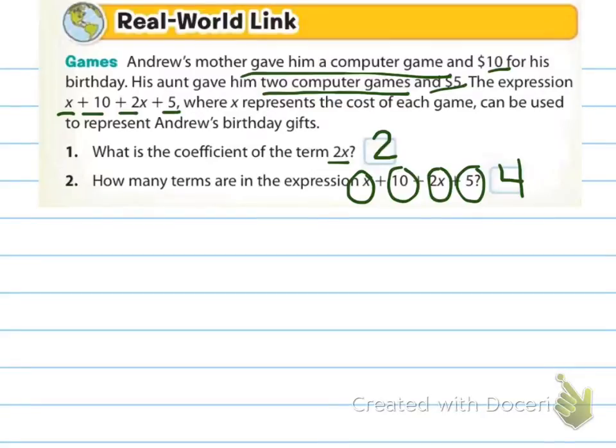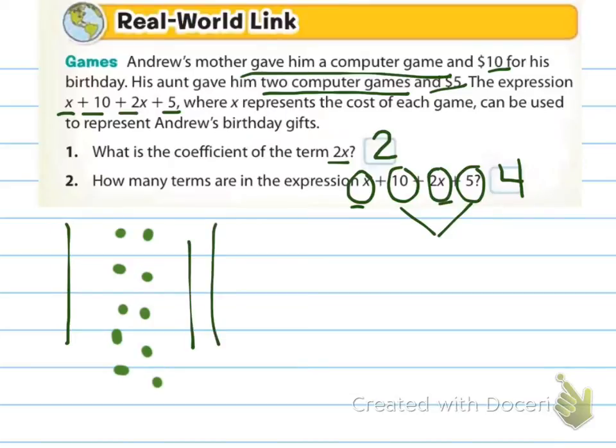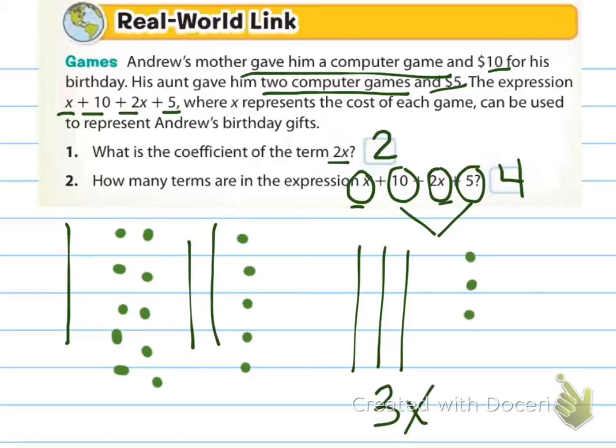Now, it doesn't ask you to do this, but why not just jump in? We've got x's and we've got constants. So we're going to combine our like terms. So I'm going to draw my sticks and my dots. So here's my 1x. Here's my 10 dots. Then here's my 2 x's. And here's my 5 dots. So if I'm combining like terms, I'm going to put together my 1, 2, 3 x's and my 1, 2, 3, 4, 5, 6, 7, 8, 9, 10, 11, 12, 13, 14, 15 ones values. And since I know that x represents the games, I've got 3 games plus $15 cash.